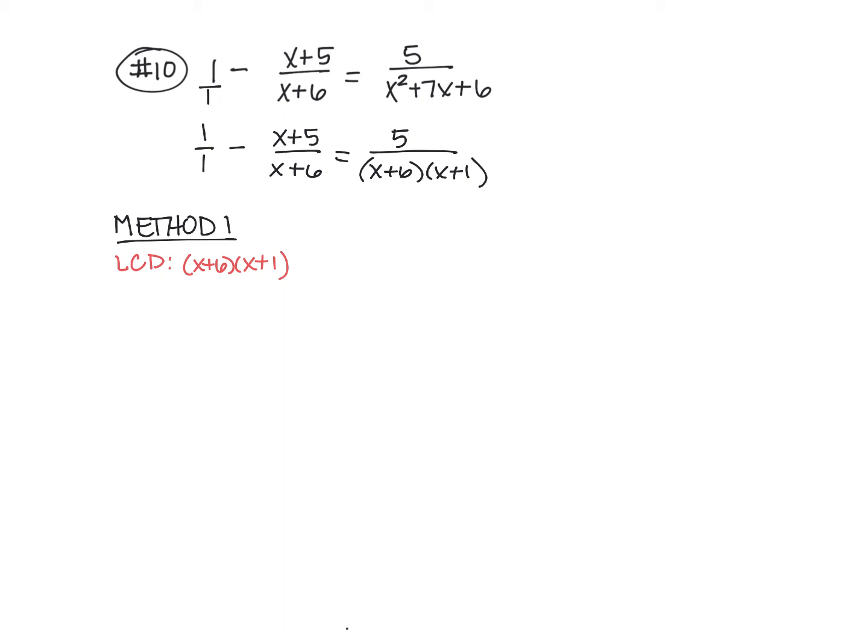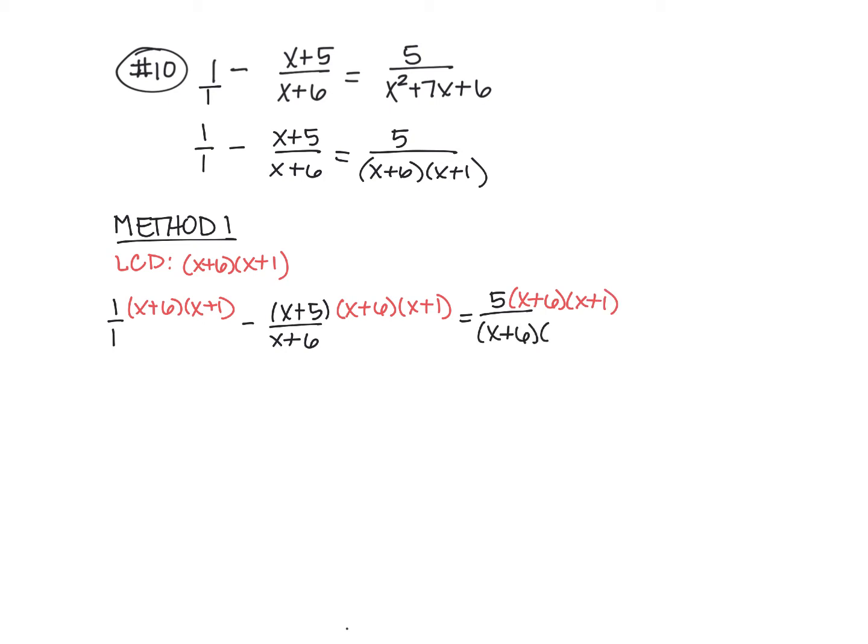So what I'm going to do now, if we use method 1, is multiply every term by x plus 6 times x plus 1. I'm multiplying only the numerators, and I can only do this if it's an equation. Otherwise, I've changed the fraction.